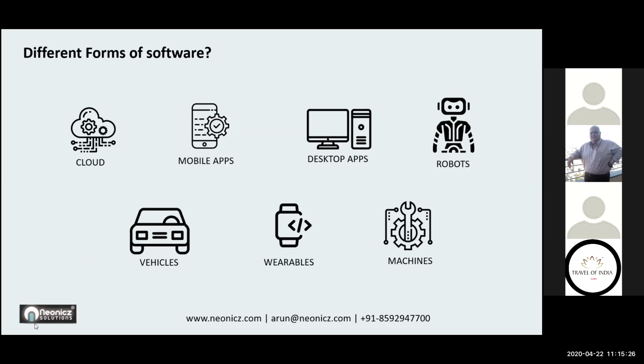So here's my first question. Different forms of software, where all are you actually seeing software? You have cloud software, which is software as a service platform. You can see many platforms like Facebook, WhatsApp, LinkedIn. These kinds of applications are running on a cloud.